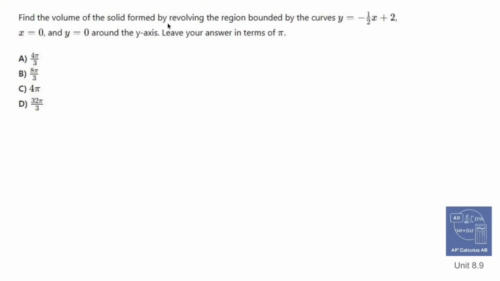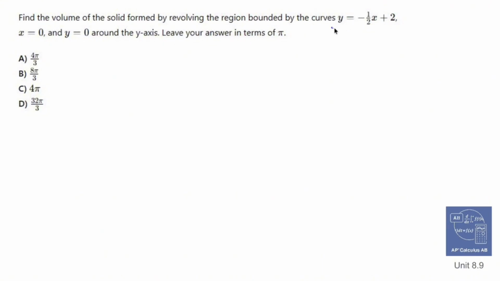Find the volume of the solid formed by revolving the region bounded by the curves y equals negative 1/2 x plus 2, x equals 0, and y equals 0 around the y-axis. Leave your answer in terms of pi.